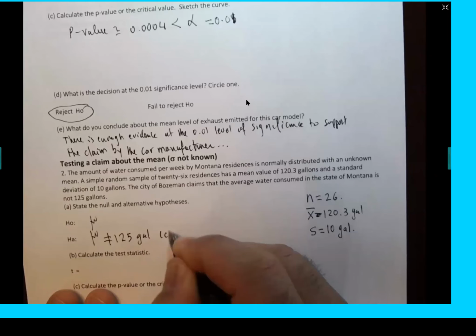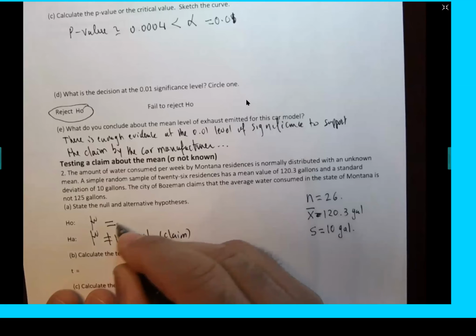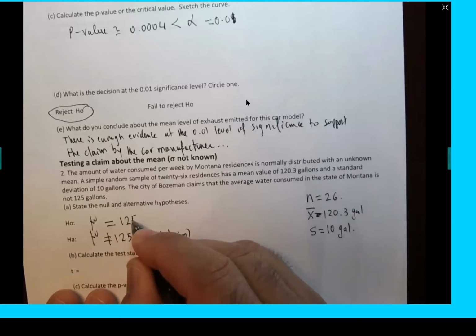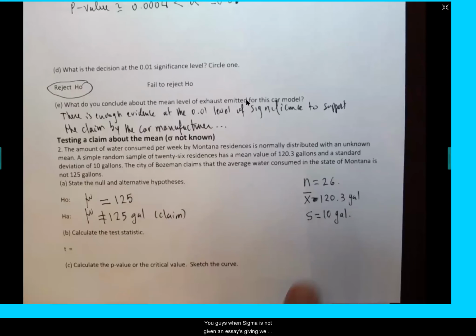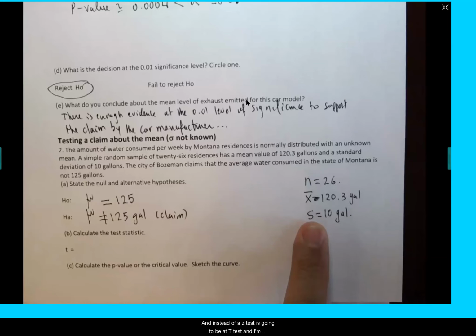And here equals 125. Okay, you guys, when sigma is not given and S is given, we use a T distribution, just like when we talk about confidence intervals. And instead of a Z test, it's going to be a T test. And I'm going to show you how that works.